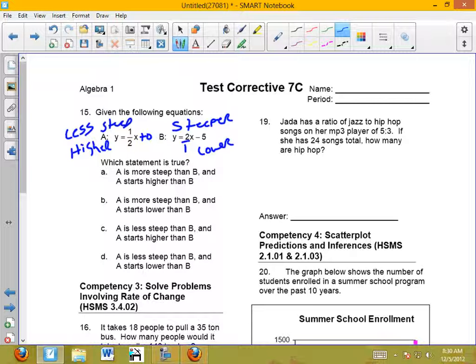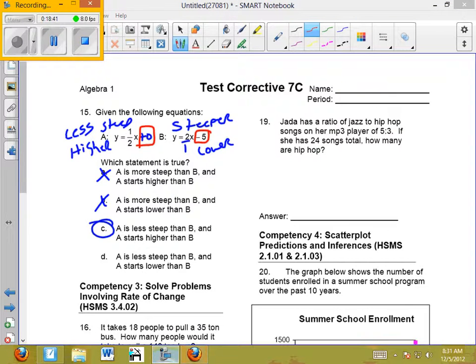So look at them and make some conclusions before you read. A is more steep than B. I know that's wrong. B is more steep than A. A is less steep than B. That's true. And A starts higher than B. There you go. A is less steep than B, and A starts lower than B? No, A starts at 0. A starts at 0. B starts at negative 5. Your y-intercept tells you where it starts. Your slope tells you if it's steep or less steep.